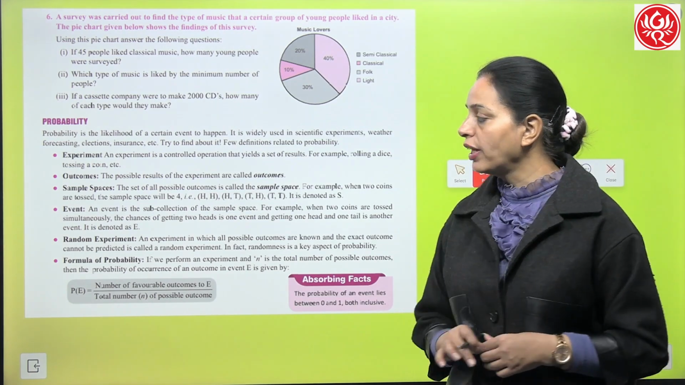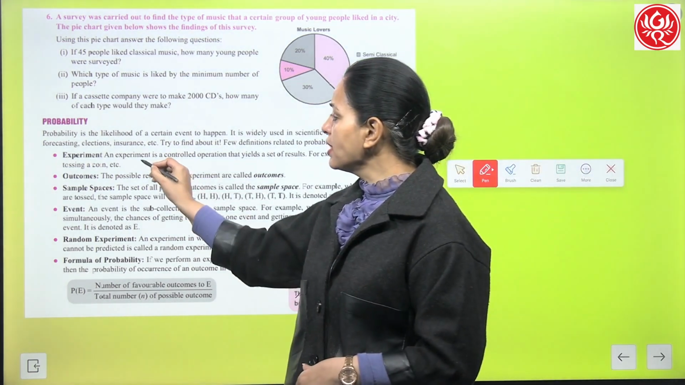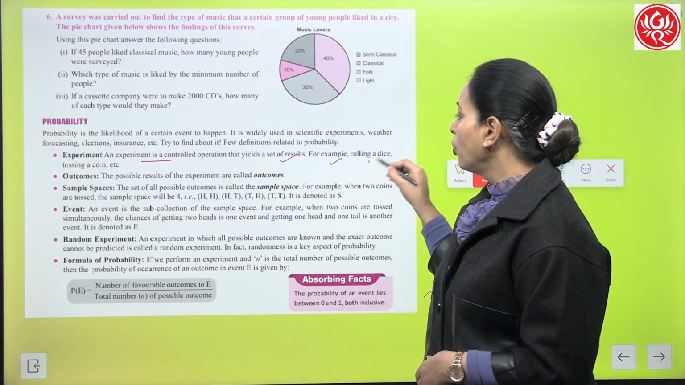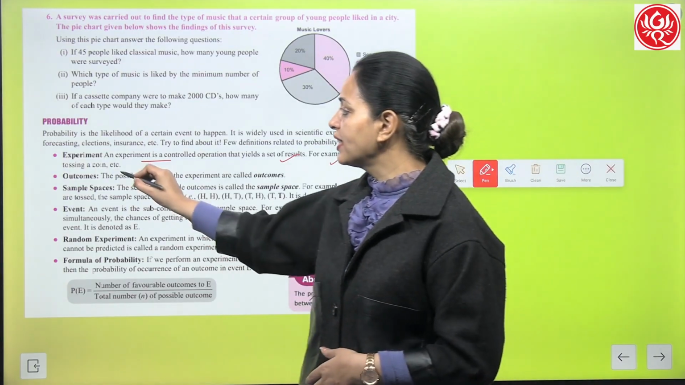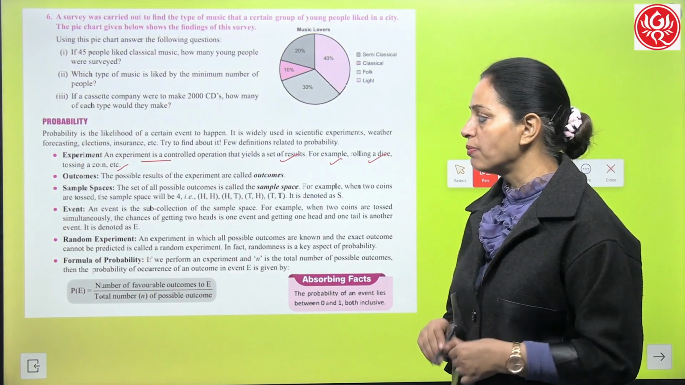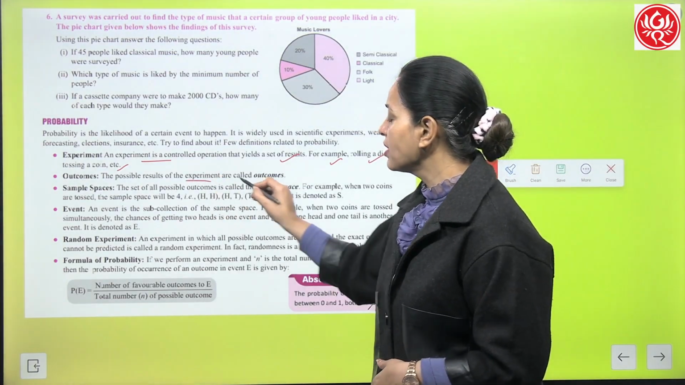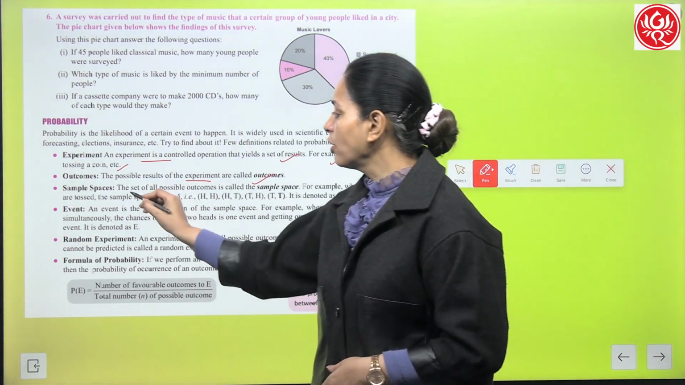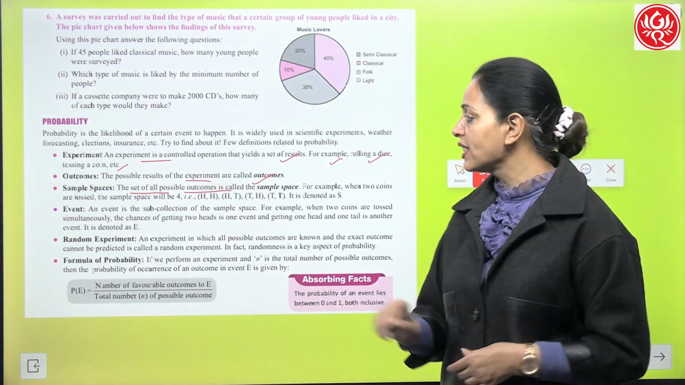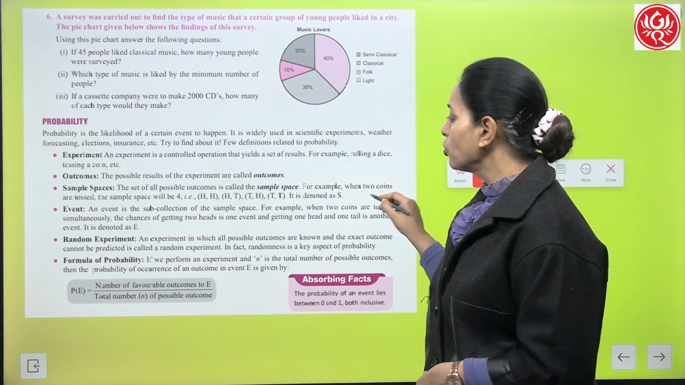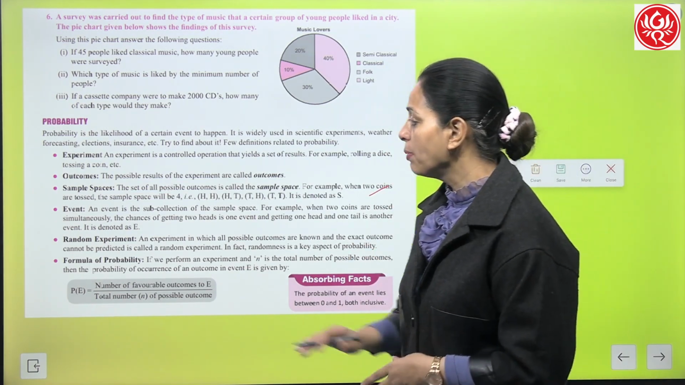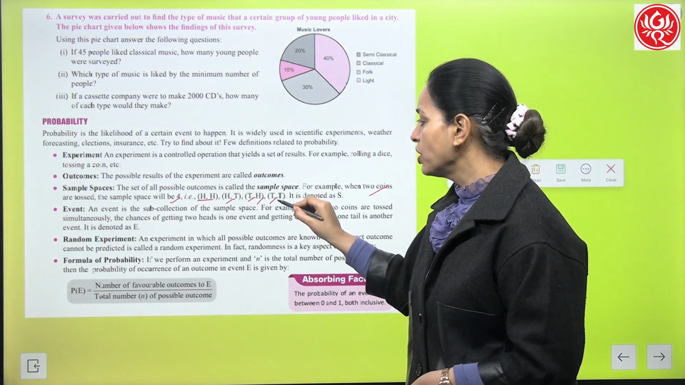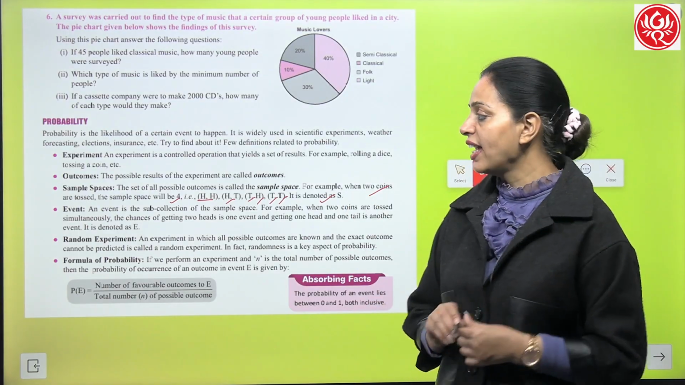So here the first one is experiment. An experiment is a controlled operation that yields a set of results, for example, rolling a dice, tossing a coin, etc. The second one, outcomes. The possible results of the experiment are called outcomes, okay? And the sample space, the set of all possible outcomes is called the sample space. For example, when two coins are tossed, then the sample space will be 4, means head head or head tail or tail head or tail tail. So it is denoted as S, right?